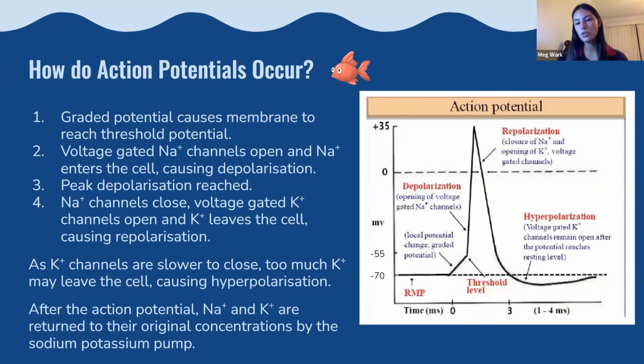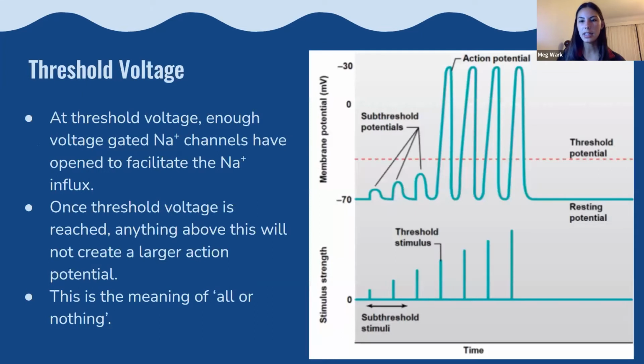After the action potential, sodium and potassium are returned to their original concentrations by the sodium-potassium pump. So that's going to pump the potassium back in and the sodium back out of the cell. So that's just how it gets back to normal.